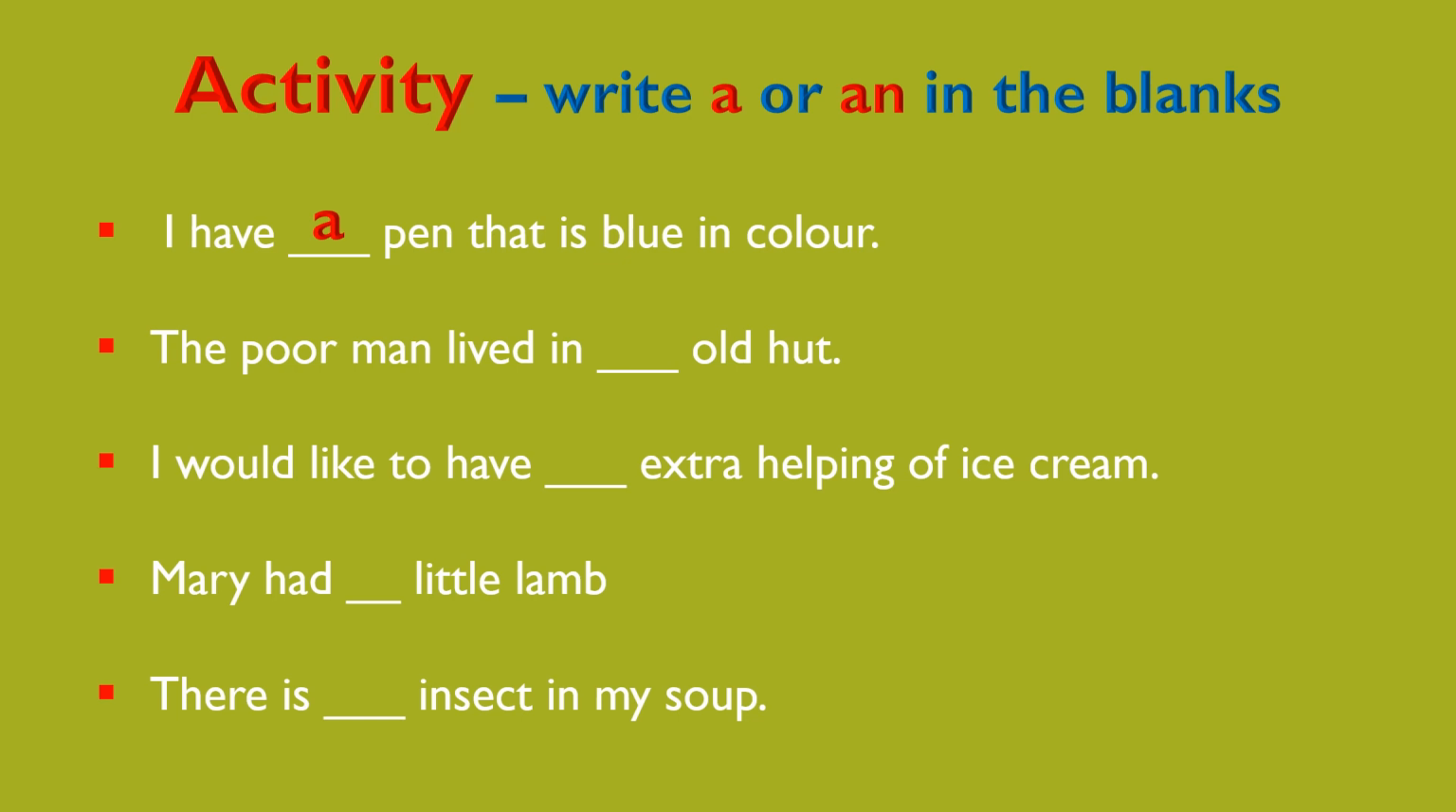The poor man lived in dash old earth. The word old starts from which letter? O. So O is consonant or vowel? It's vowel. So what will come here? An. Very good. The poor man lived in an old earth. We'll move to the next one.